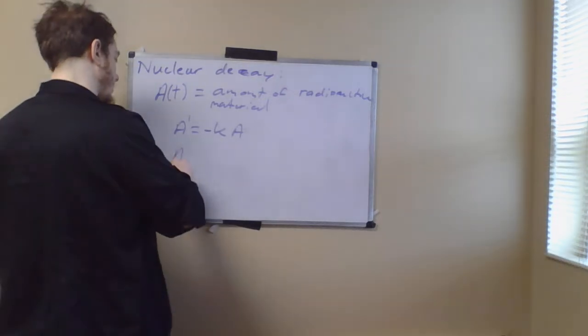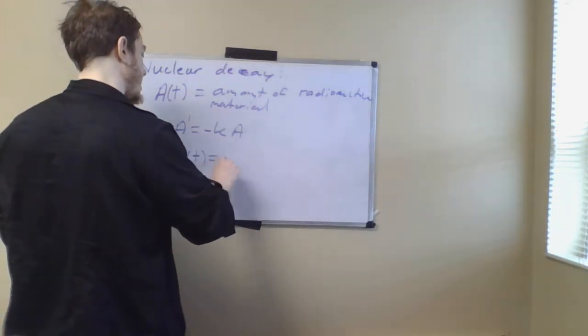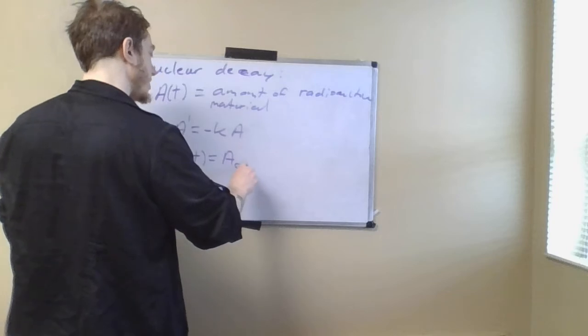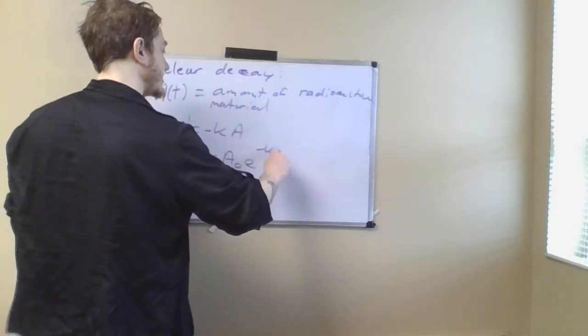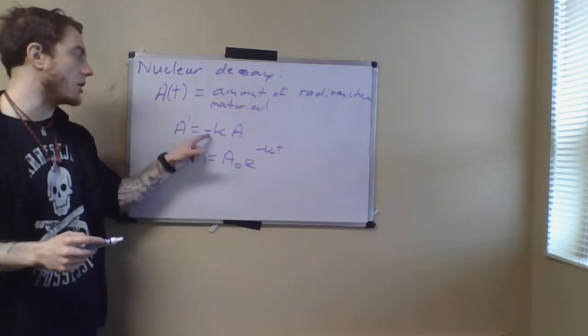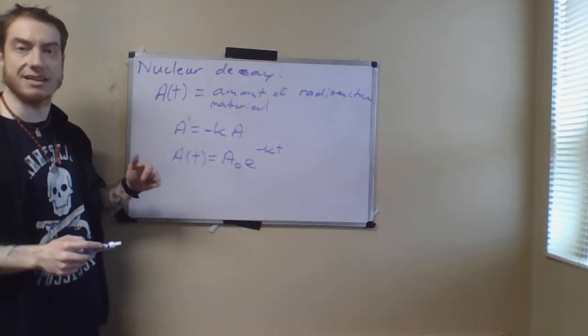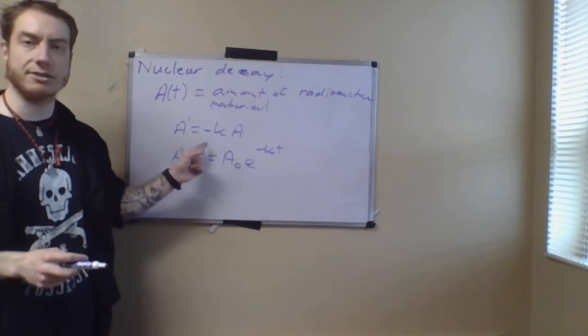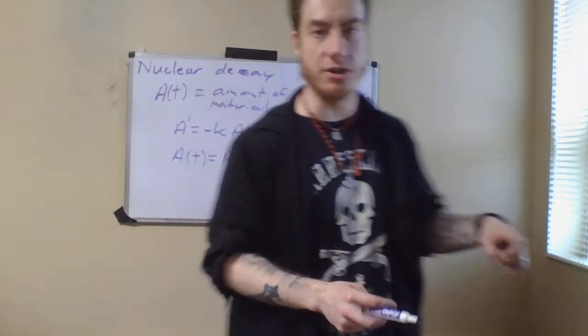Well, what are the solutions? This is going to be A of t is equal to A0 e to the minus kt. And again, it's not hard to check that this really does solve this equation. It really satisfies it. Okay, so I'll let you check to see that that is actually true, but it's very straightforward.